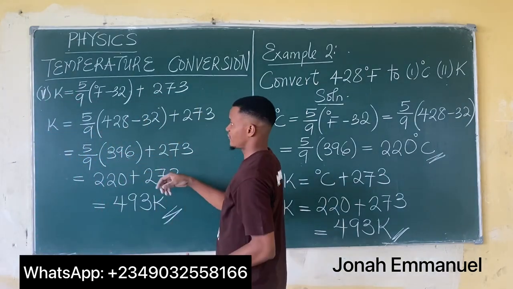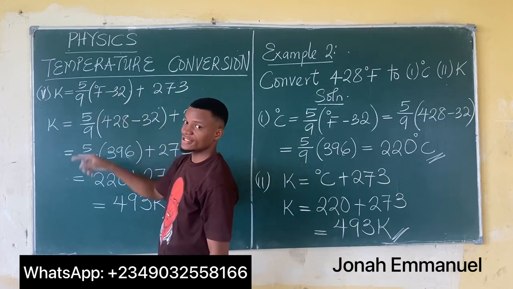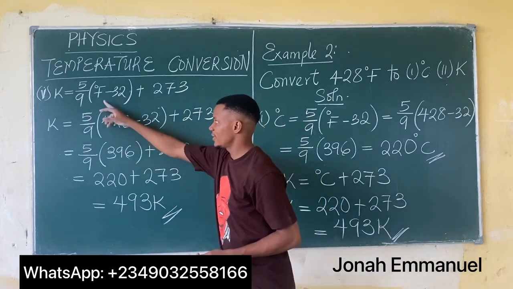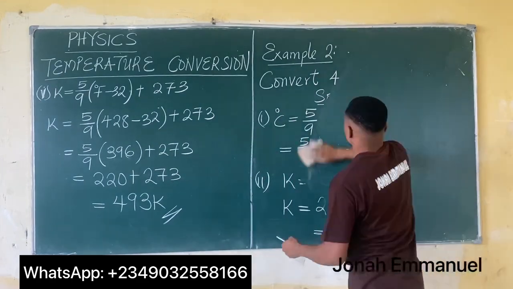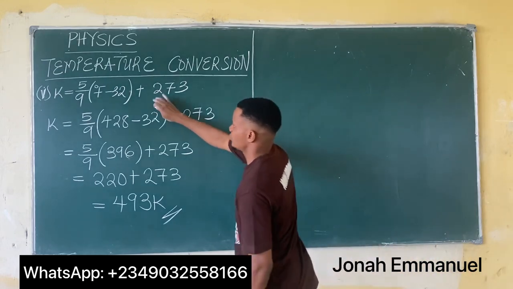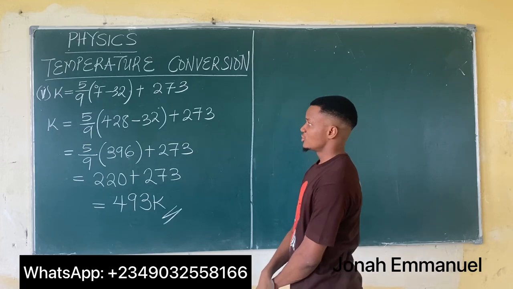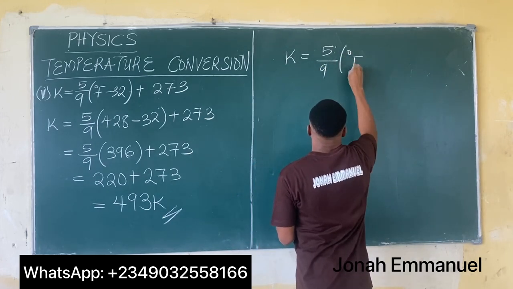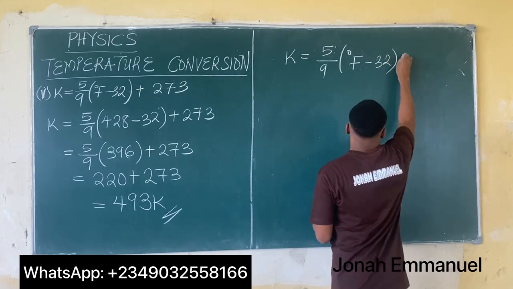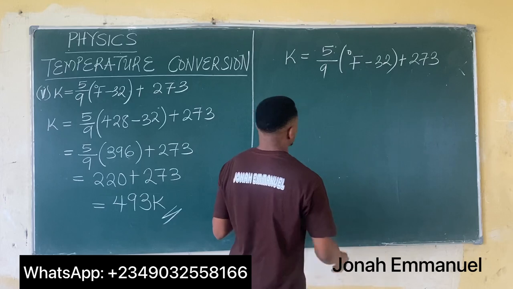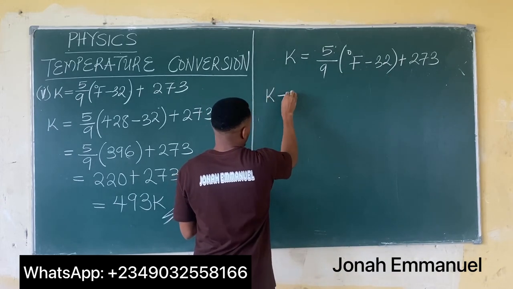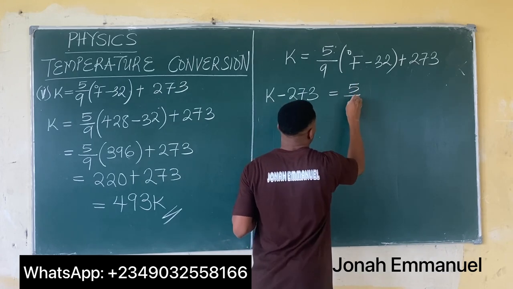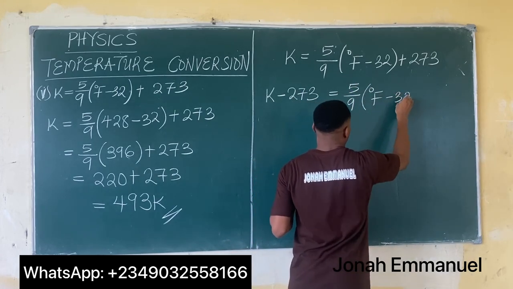In the same sense, from here, we could make degree Fahrenheit the subject of the formula, so you can see how to convert from Kelvin to degree Fahrenheit. So how do you do that? Let's see. From this equation, let's make degree Fahrenheit the subject of the equation. We have that Kelvin is equal to 5 over 9 into degree Fahrenheit minus 32 plus 273. Our first task will be to move this over here, having Kelvin minus 273 is equal to 5 over 9 into degree Fahrenheit minus 32.